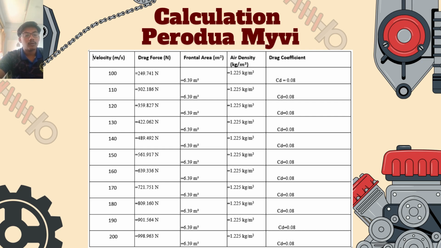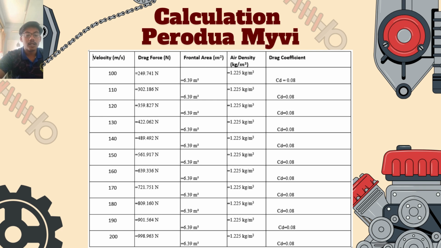Let's see velocity 120. We got a little bit different from velocity 110 and 100. For velocity 120 we got drag force 359.827 Newton. Frontal area is the same, 6.39 m², air density is also the same, 1.225 kg/m³, and drag coefficient is also the same, 0.08. As we see, across velocities from 100 until 200, the drag force gives different calculation answers.